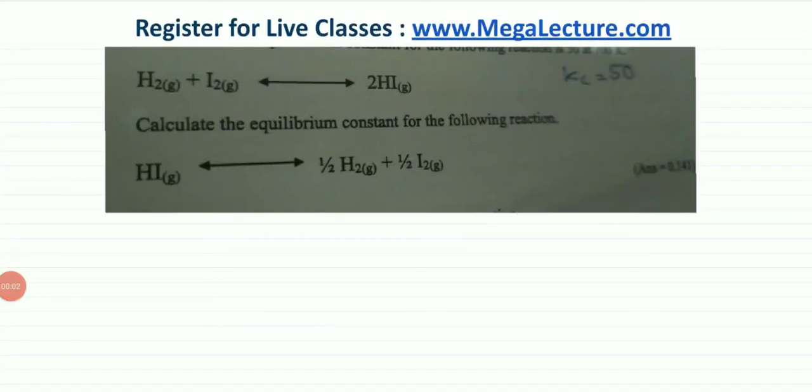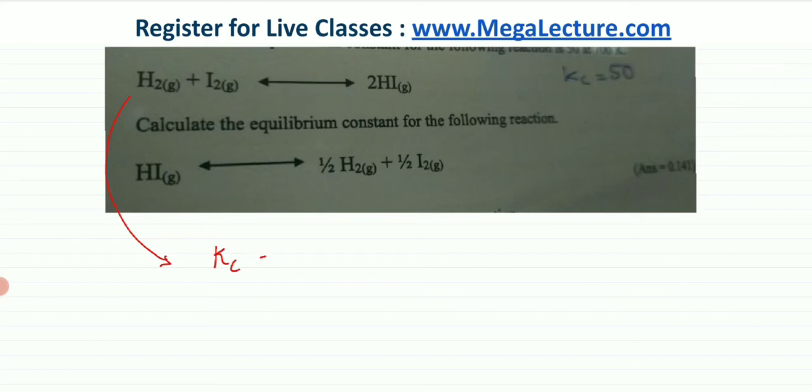The following question reads that there's H2 and I2 and they're reacting together to produce an HI molecule. And they've told us that the Kc value for this expression is equal to 50. So what that basically means is I'm going to write the expression for Kc for this particular reaction.